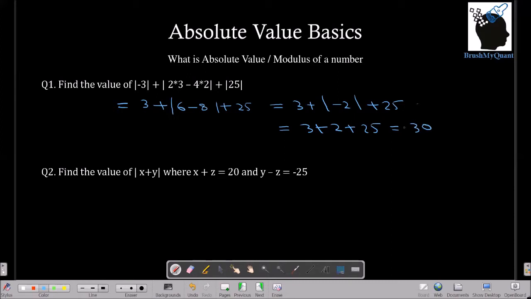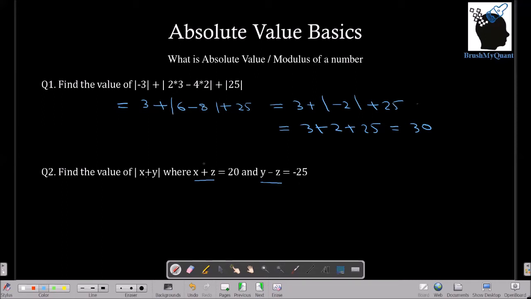Let's try the second one. Find the value of mod of x plus y, where x plus z is 20 and y minus z is minus 25. To solve this, we need to first find out the value of x plus y, and it is given to us that x plus z is 20 and y minus z is minus 25.